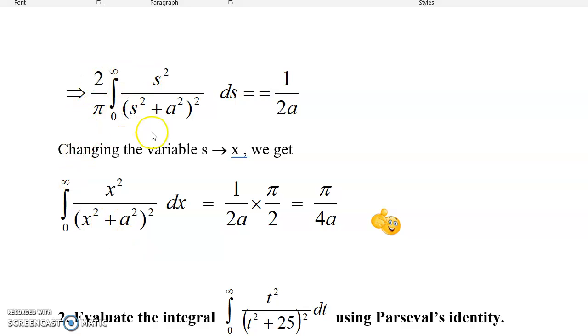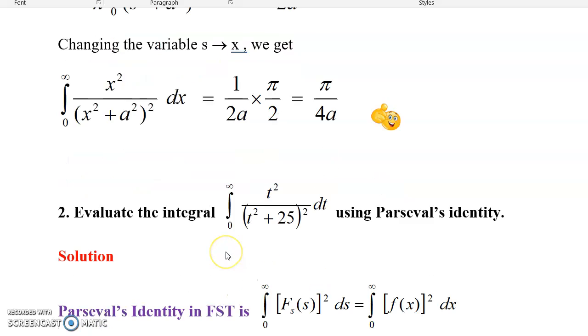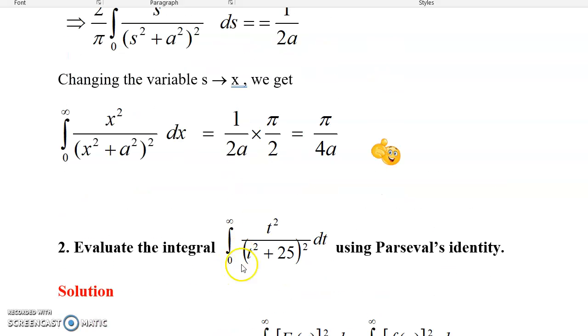And taking this 2 by pi to the right side, you have 1 by 2a into pi by 2, which is pi by 4a. And this is the final answer of this integration. So this is how we have to evaluate an integral having variable on the top using Parseval's identity of Fourier Sine Transform. Now let us do another problem.